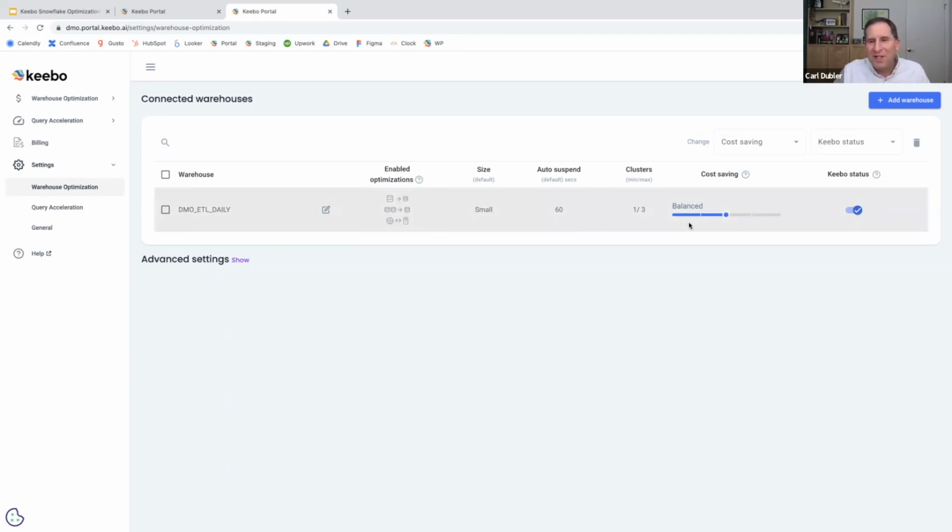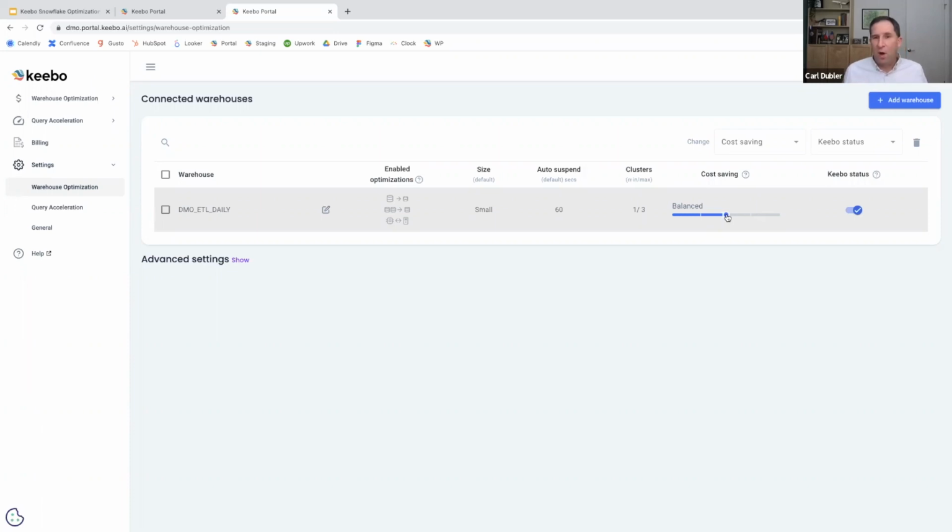Now we have this very interesting cost-saving slider bar over here on the right. And this is so that you can maybe inform the algorithm a bit more if you would like. Now, most of our customers simply leave this here in the balanced position, right in the middle. And what that means is that our robots will look for cost savings wherever they can, as long as it doesn't affect performance. That's what this setting here in the middle is.